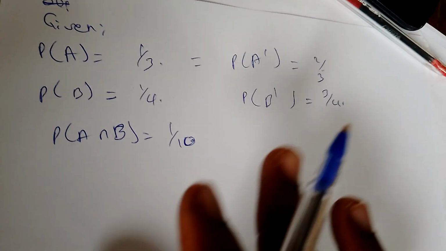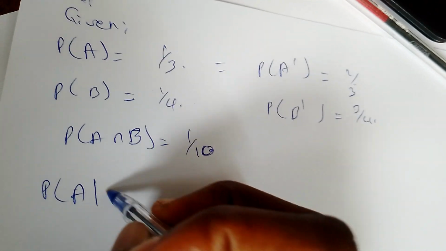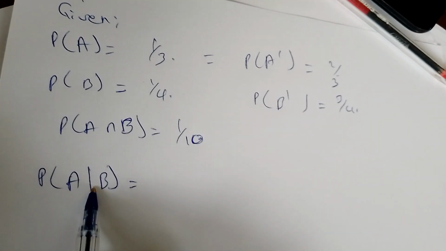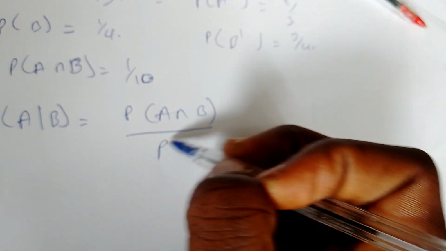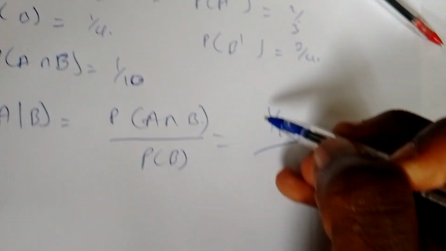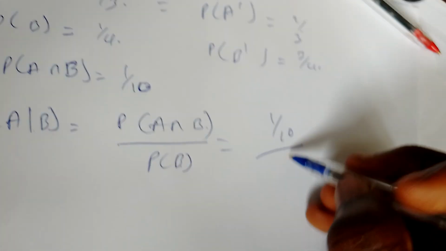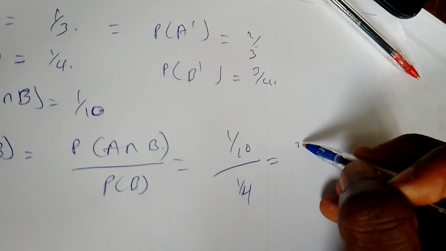Right? So let's do it this way. Now first thing, you have to find probability of A given B. So that will be probability of A intersection B on probability of B. So now A intersection B is 1 on 10. So you divide 1 on 10 by 1 on 4. So this will give you 2 on 5. So we are done with this one.